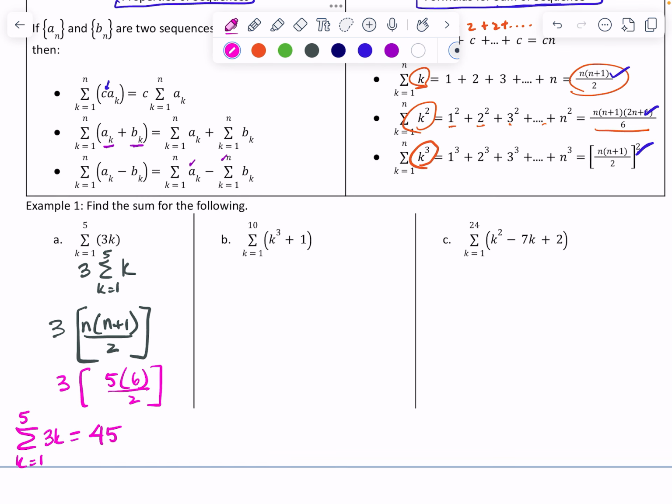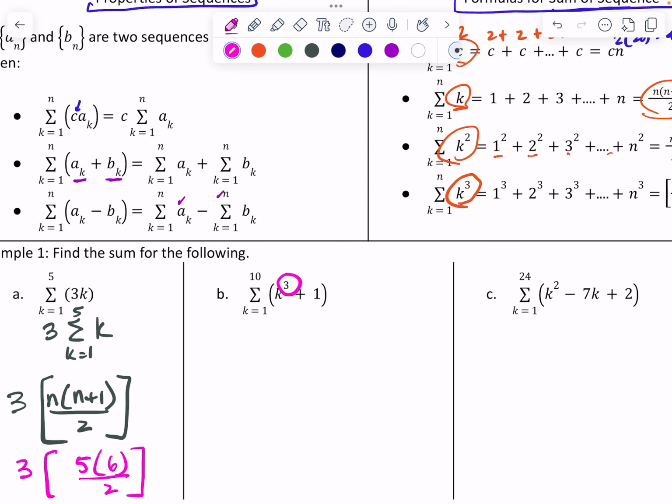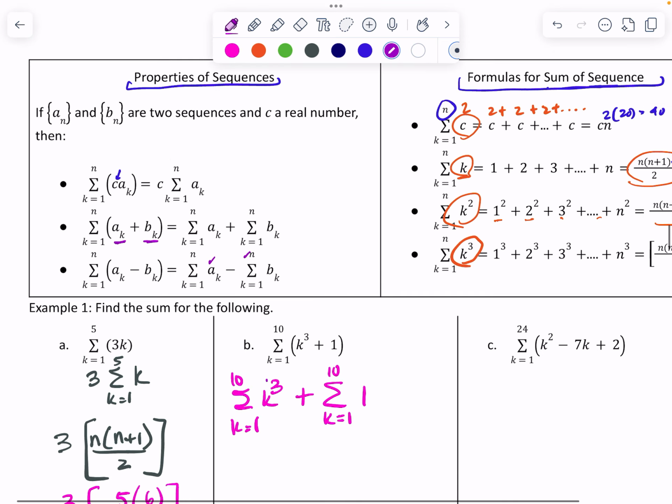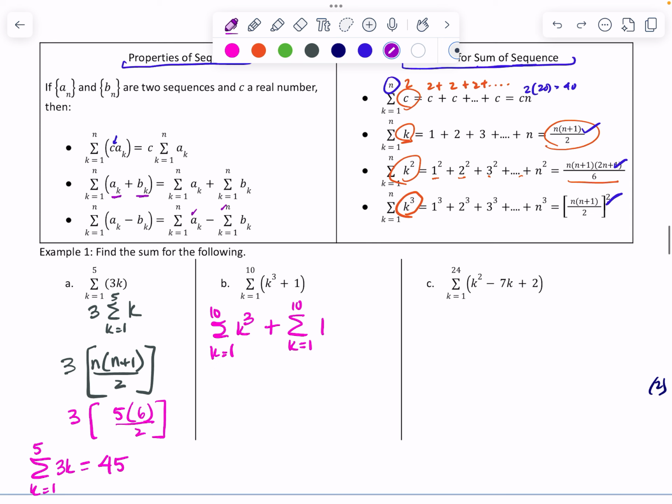Okay, let's try the second one. This one, as you can see, is the cube one. Also, this falls under the second category here, which means I can break them up into the sum k equals 1 to 10 of k to the third, plus the sum, that sigma turned out funny, k equals 1 to 10 of just 1. So now this one represents the k to the third, this one represents the constant. I'm going to use those two formulas. N in this case is clearly 10. So let's use this formula here.